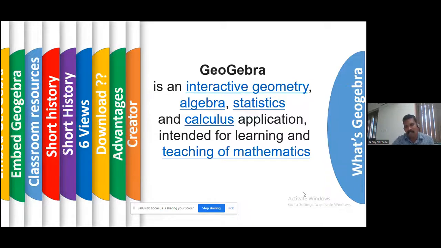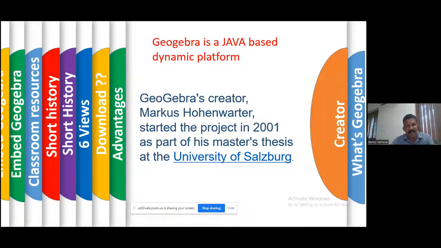And in my humble opinion, this is the most commonly used software for mathematics applets worldwide. So who is the creator of this Java-based dynamic platform? The credit goes to Marcus Hohenwarter. He started his project in 2001 as a part of his master's thesis at the University of Salzburg. He started the project in 2001, and many others came to contribute. So many new versions came. Now version 5 and version 6 are available.